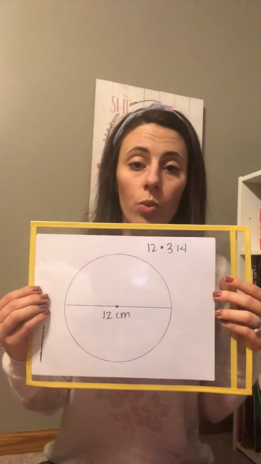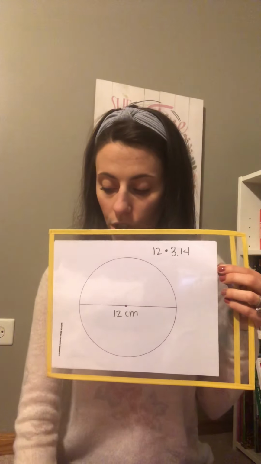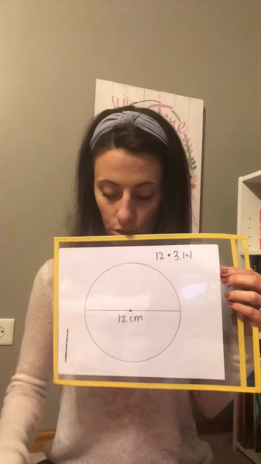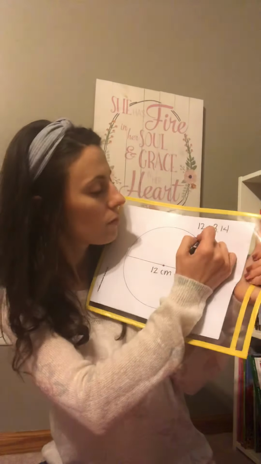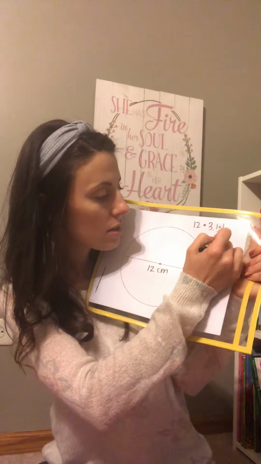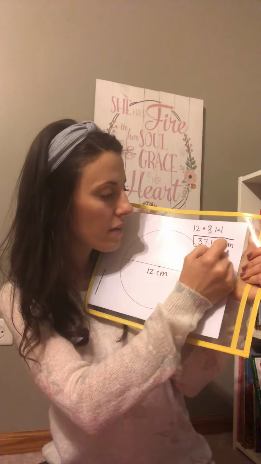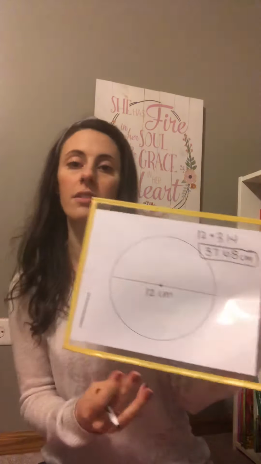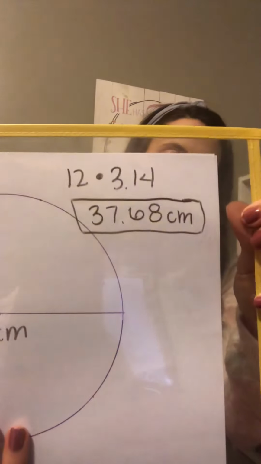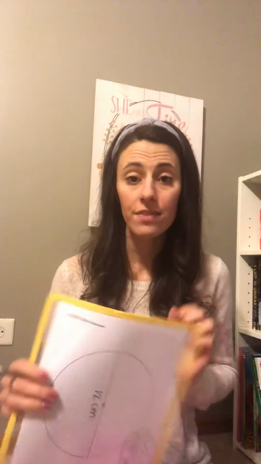So once you take 12 times 3.14 and you multiply that in your calculator, you will get 37.68 centimeters, or we can also call that 37 and 68/100ths. That's finding the circumference if you have the diameter.